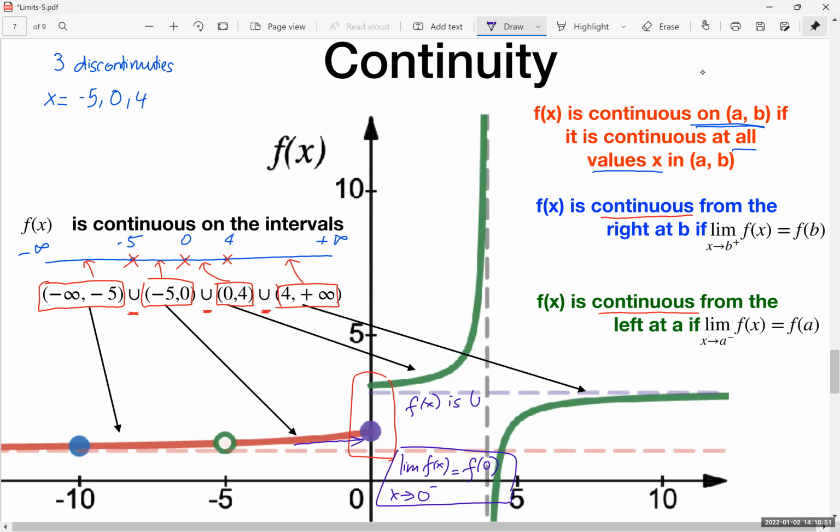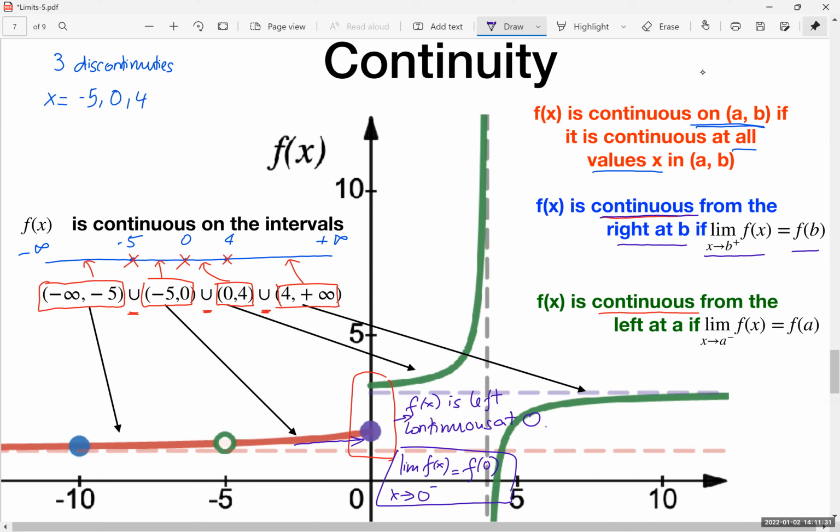f of x is left continuous at 0. It's not right continuous at 0 because the limit when x goes to 0 from the right is not the same as f of 0. So the formal definitions of left continuous or right continuous are right here. A function f of x is continuous from the right at b if the limit of f of x is the same as f of b.